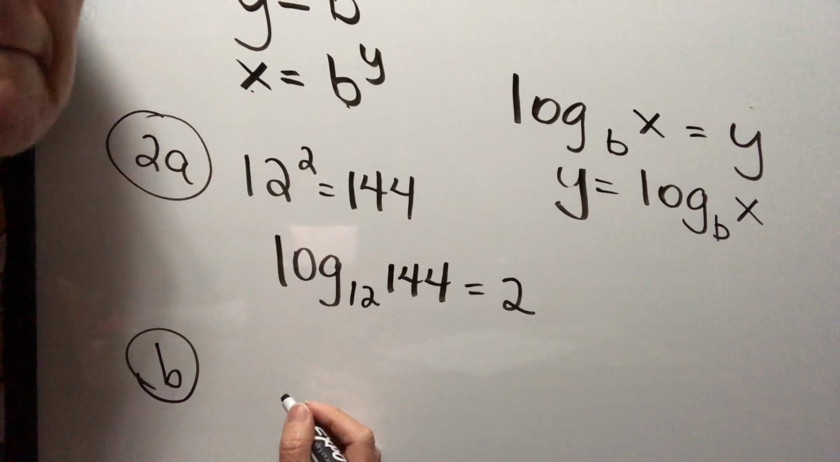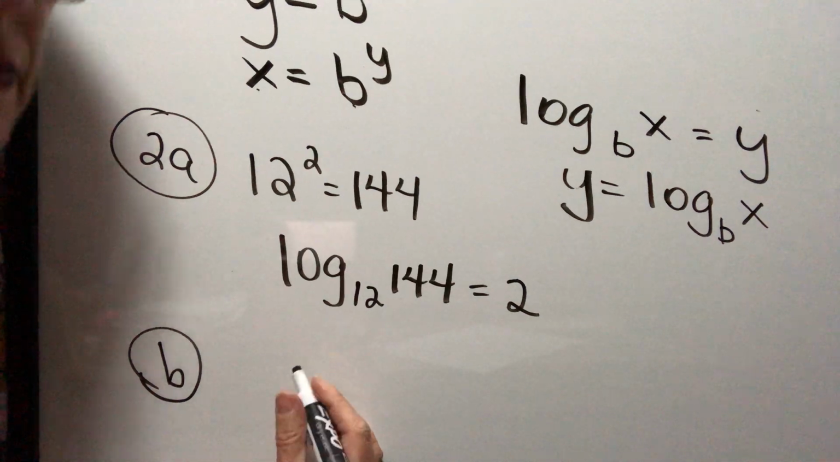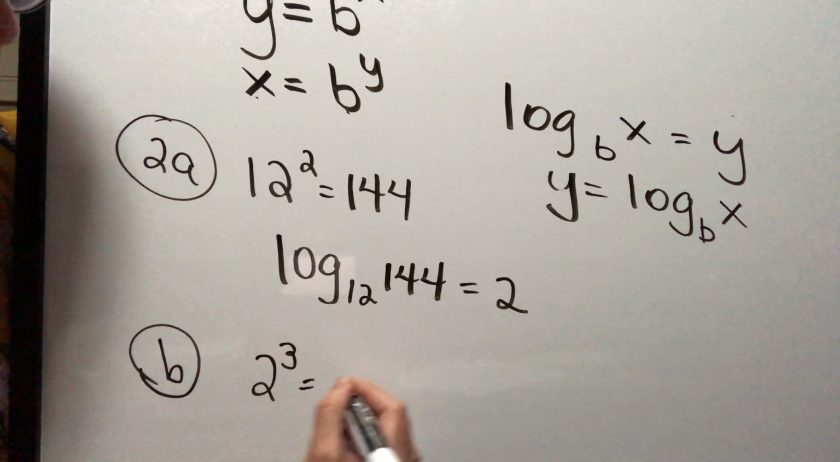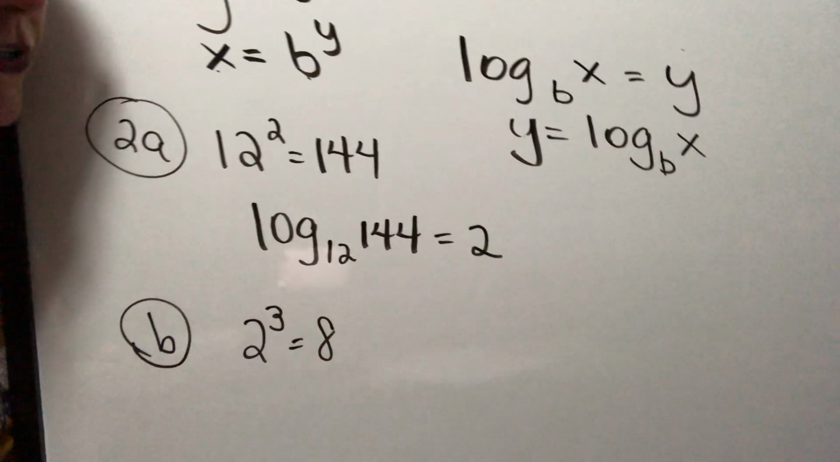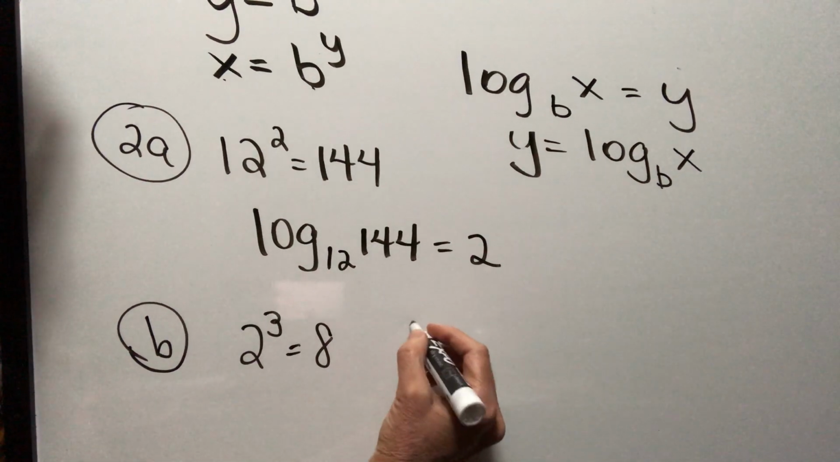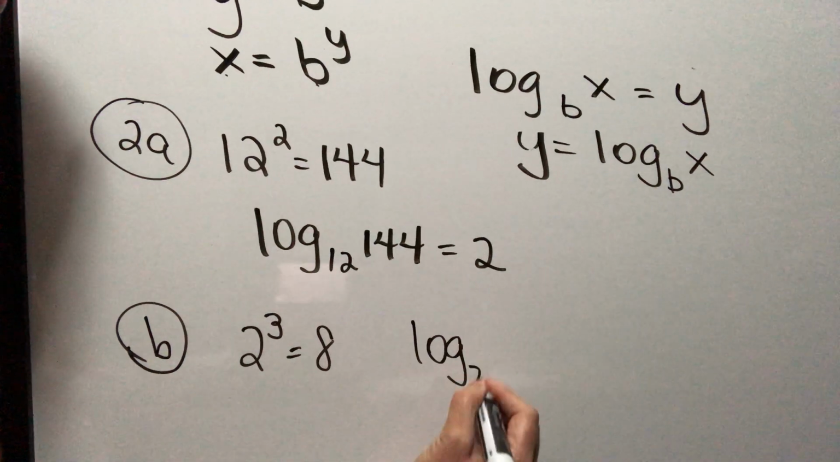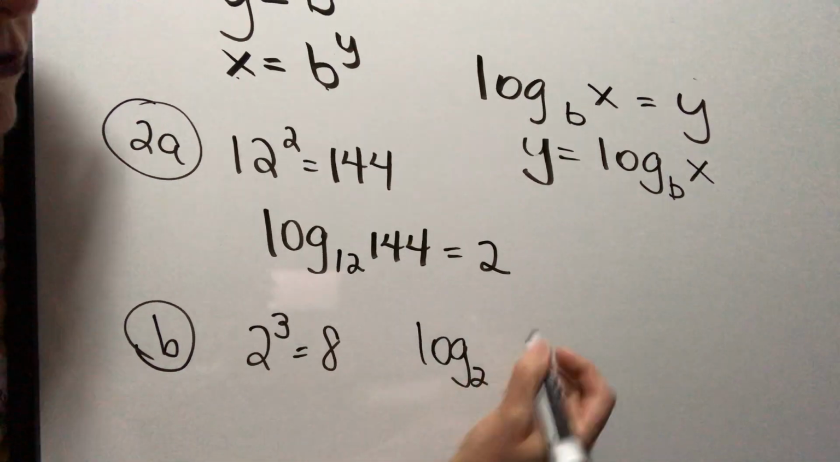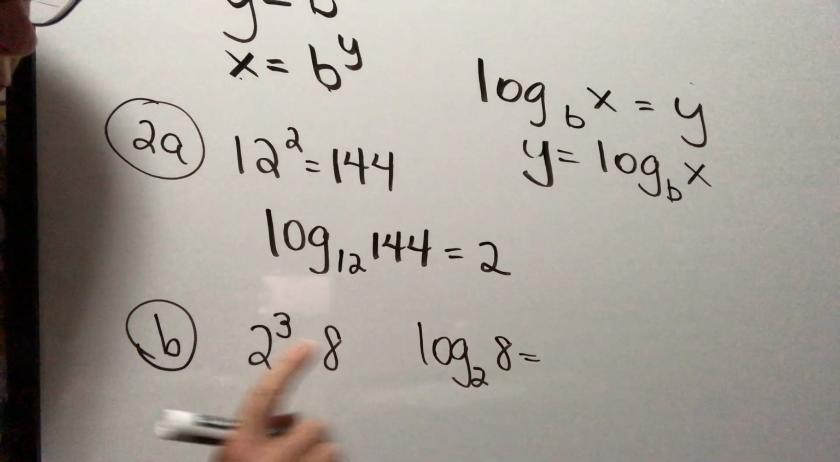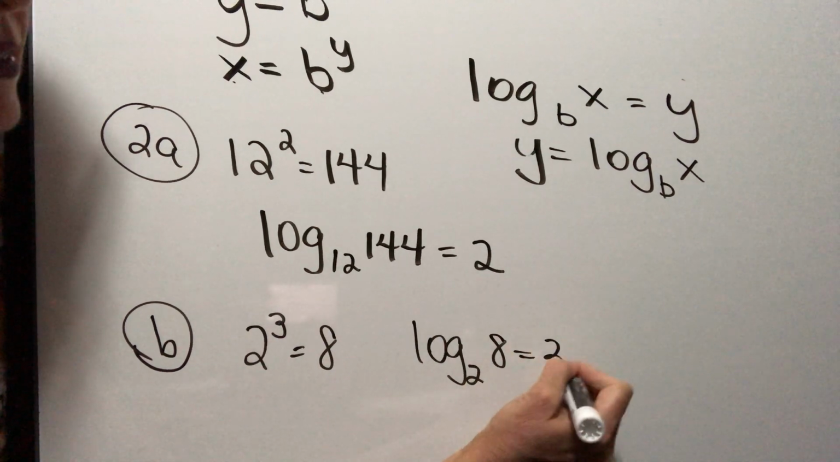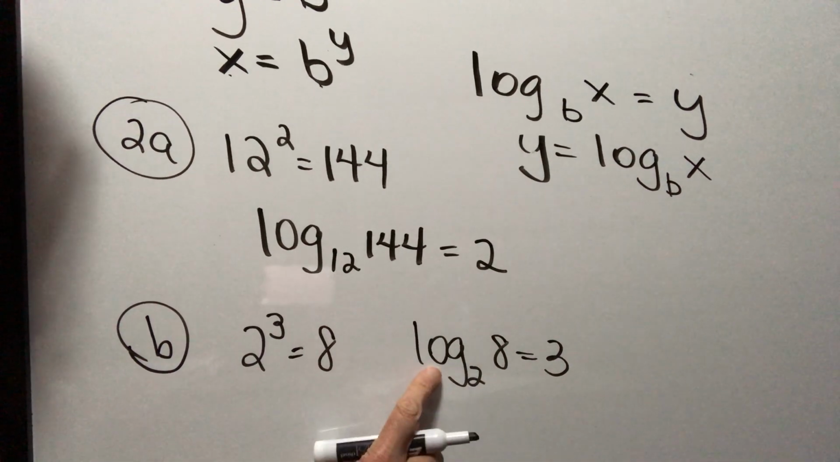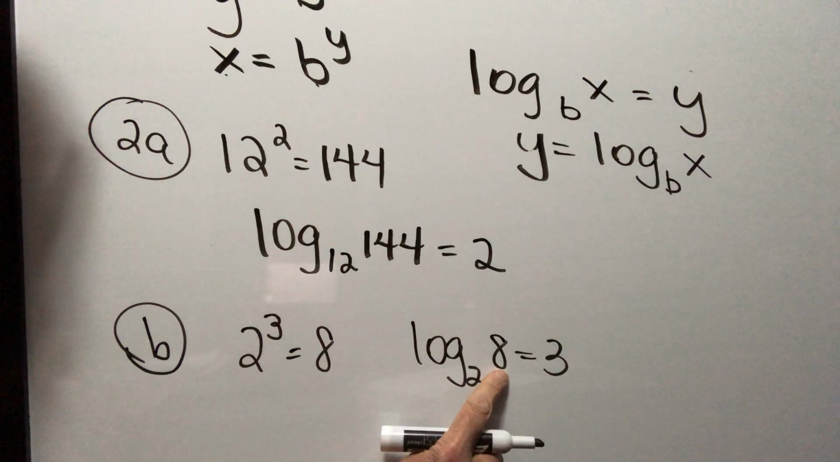For B, this one is 2 cubed equals 8. That's the exponential equation. As a logarithm, you would write log. The base would be the 2. The 8 would be the number that you're taking the log of. And the exponent 3 is the answer. So you would read this log base 2 of 8 equals 3.